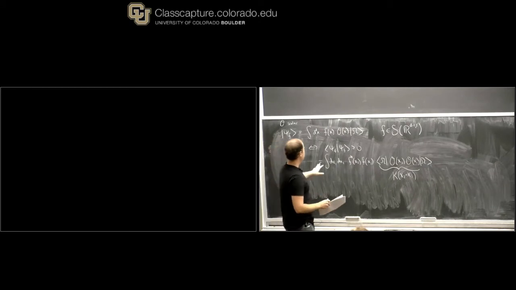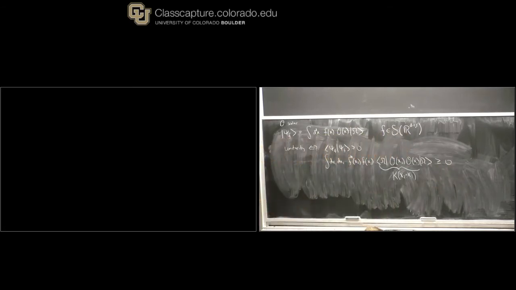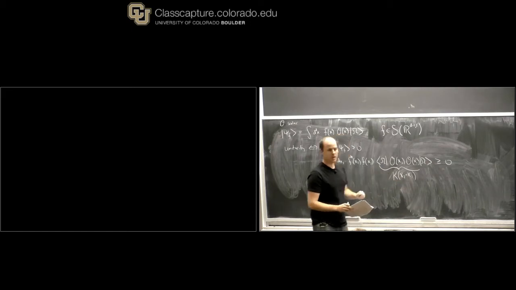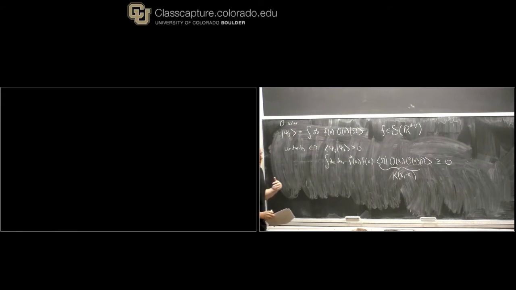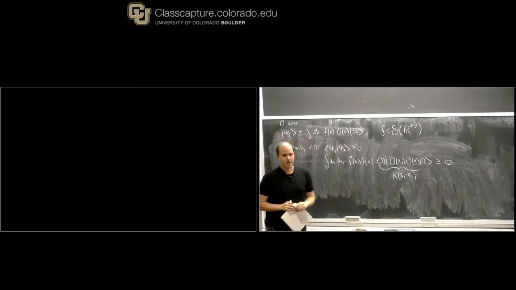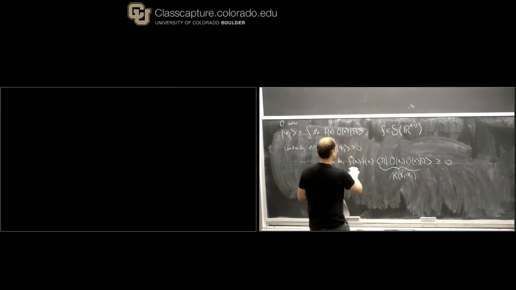So the statement is that this integral should be positive for all test functions f. Another way to say that is that this kernel should be a positive definite integral kernel. Now, if you have a kernel and you want to prove that it's positive definite, the first thing you should do is try to diagonalize it to the extent possible. This kernel is translationally invariant because the two-point function is translationally invariant, and a translationally invariant kernel is diagonalized in momentum space. So let's go to momentum space.